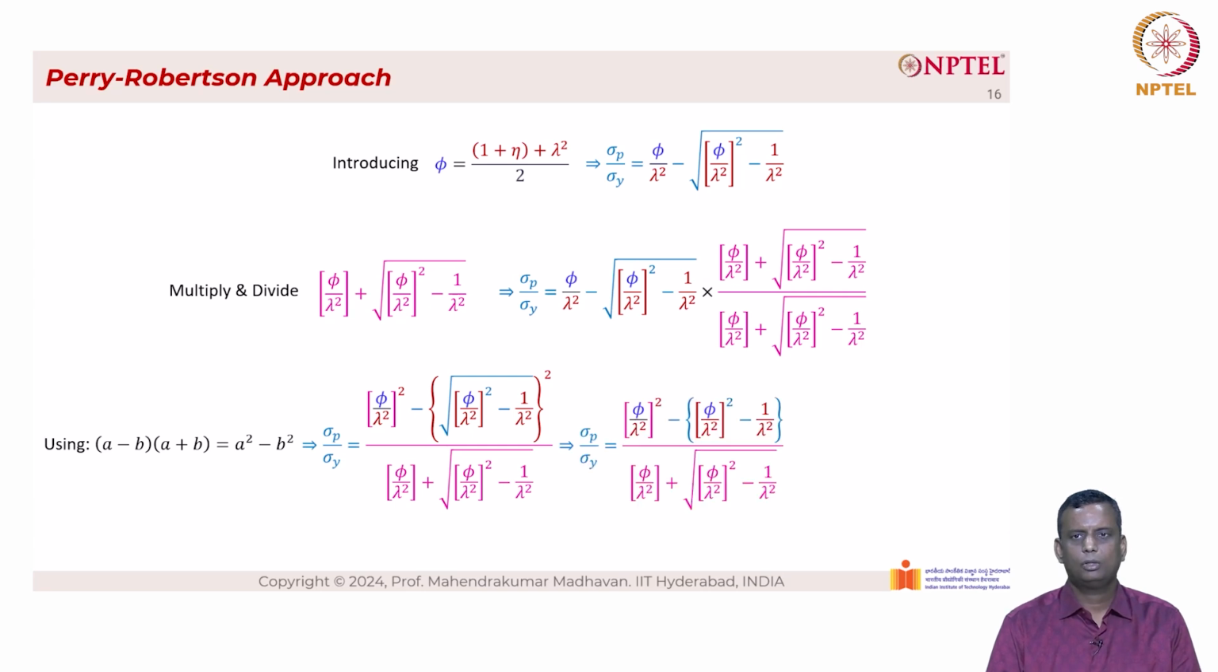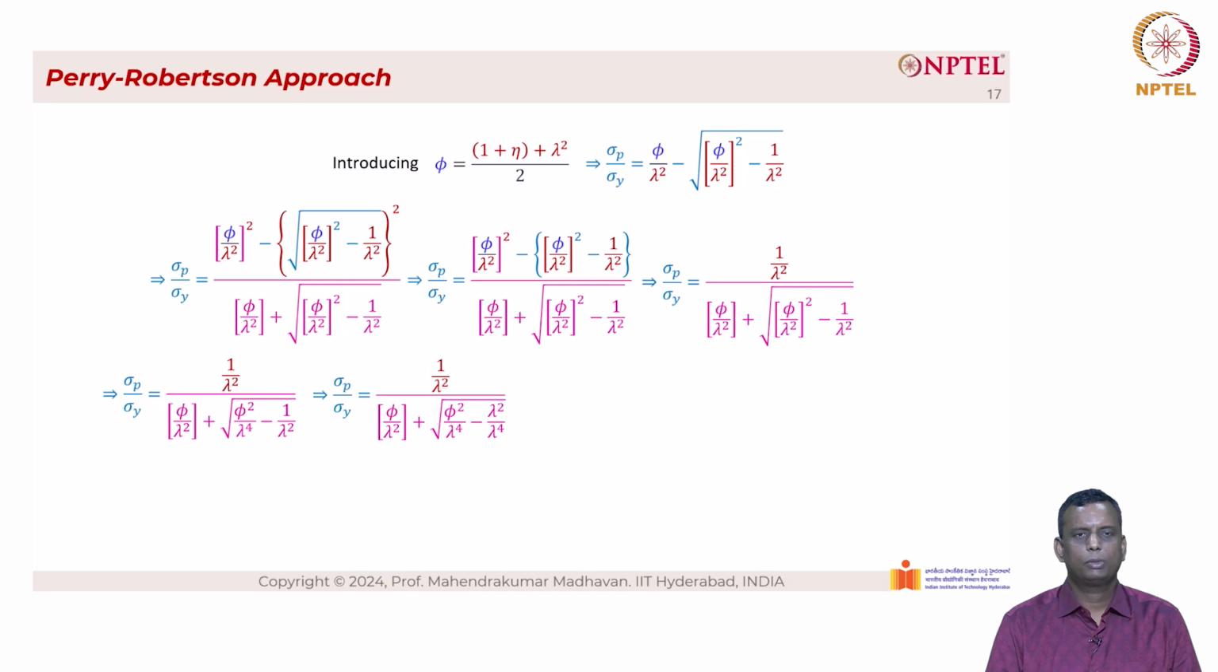This again boils down to σ_P/σ_y equal to (φ/λ²)² minus [(φ/λ²)² minus 1/λ²], divided by φ/λ² plus the root of (φ/λ²)² minus 1/λ². On further algebraic simplification, we have σ_P/σ_y equal to 1/λ² divided by φ/λ² plus the root of (φ/λ²)² minus 1/λ².